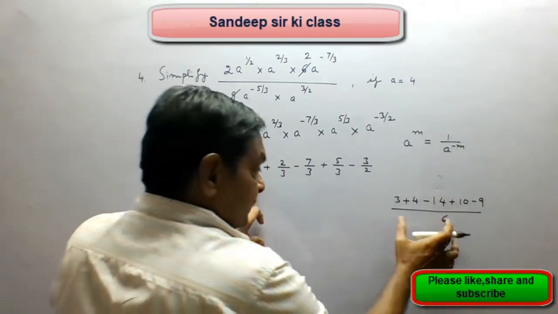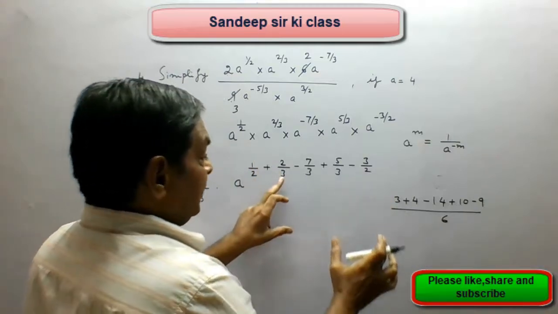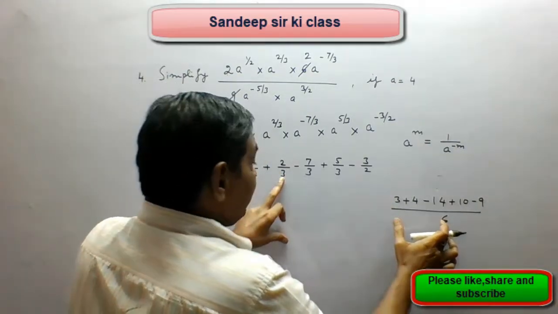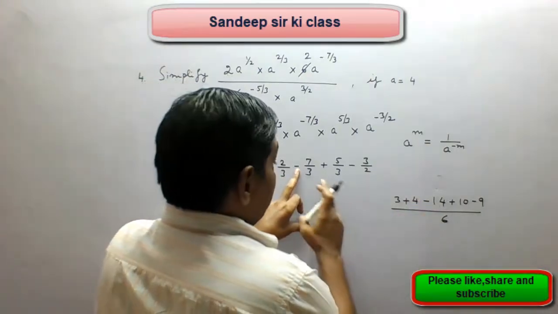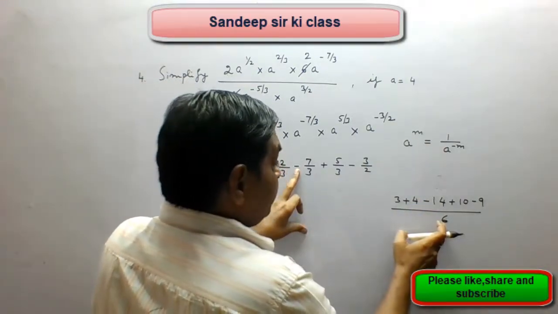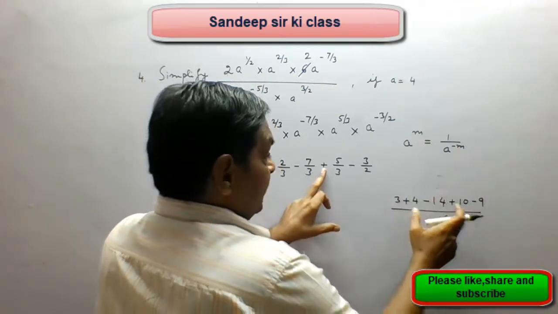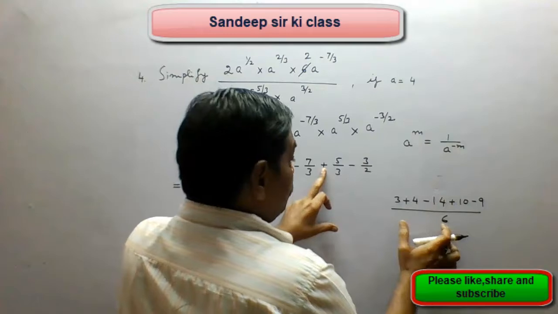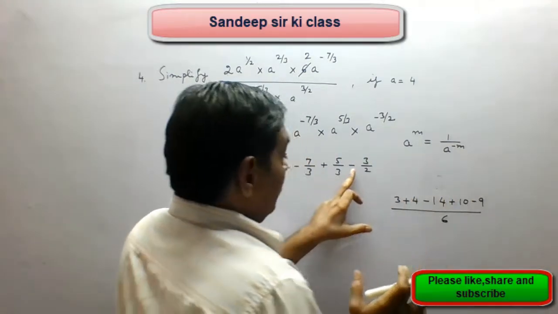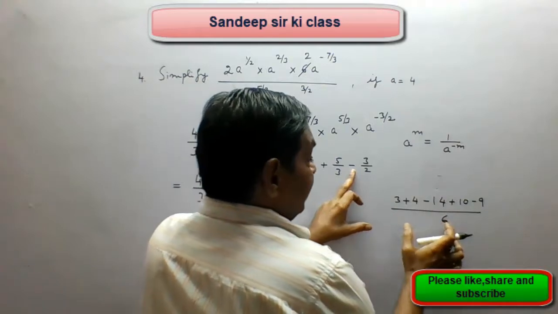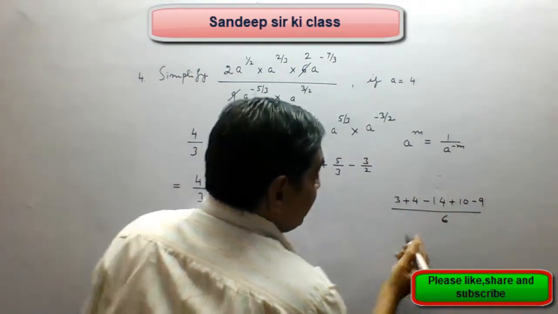2 divides 6 3 times, 3 multiplied by 1 is 3. 3 divides 6 2 times, 2 into 2 is 4. Then minus, 3 divides 6 2 times, 2 multiplied by 7 is 14. Plus, 3 divides 6 2 times, 2 multiplied by 5 is 10. Again 2 divides 6 3 times, 3 multiplied by 3 is 9. Simplify it.